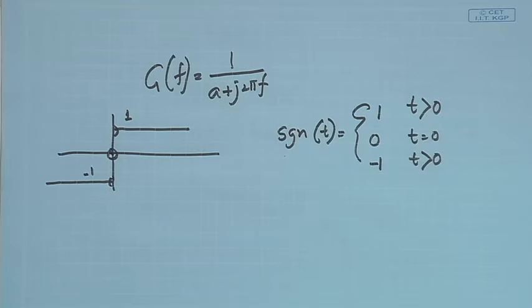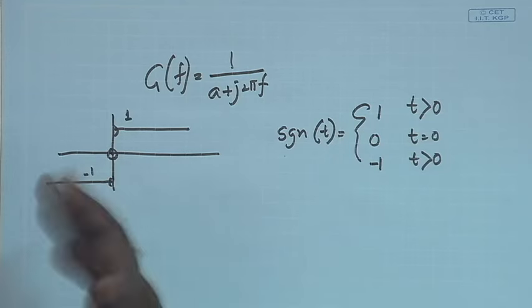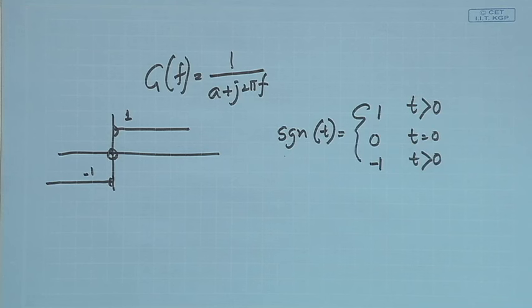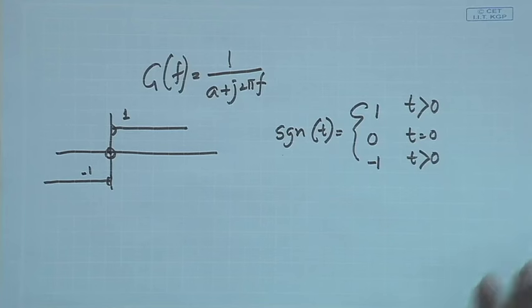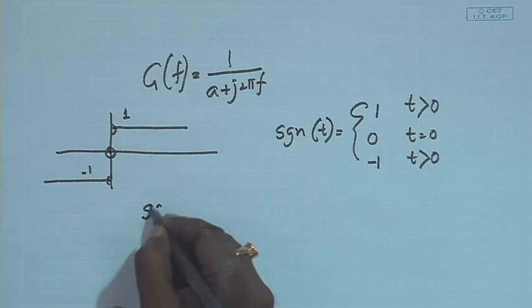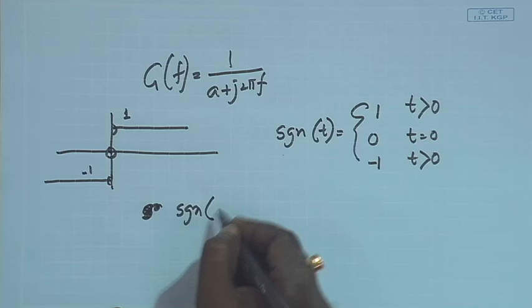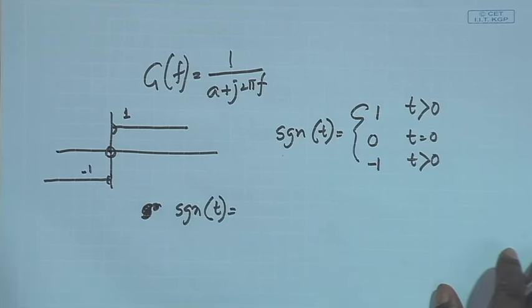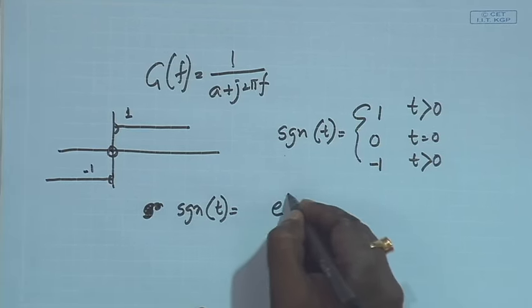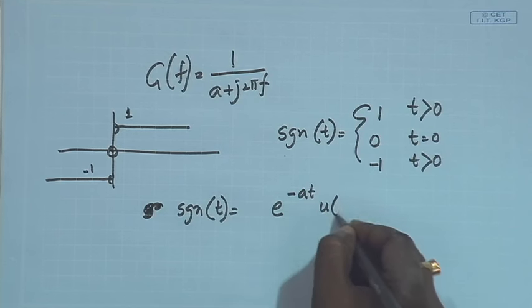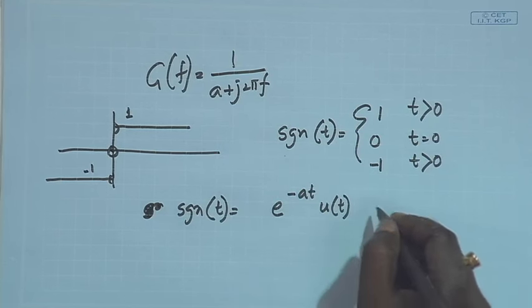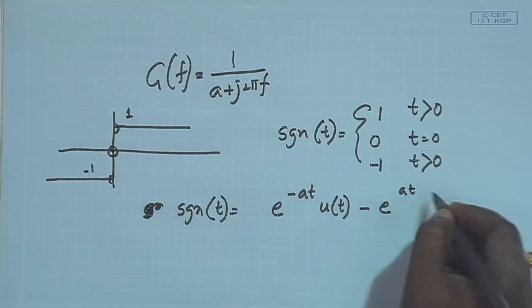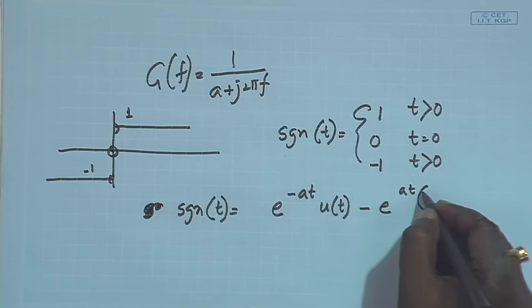How do we evaluate this Fourier transform? So, let us try to see. Directly you will not be able to evaluate this. If you just put it this way, you will see all kinds of infinity coming up. Directly we will not be able to evaluate this, but we can evaluate in a clever way. We can represent this signum function as this. It is actually e to the power minus a t into u t minus e to the power a t into u minus t.